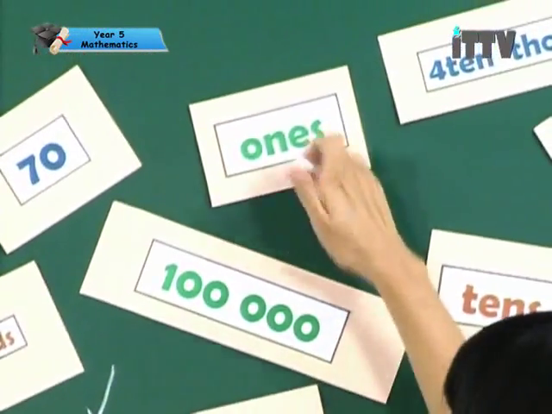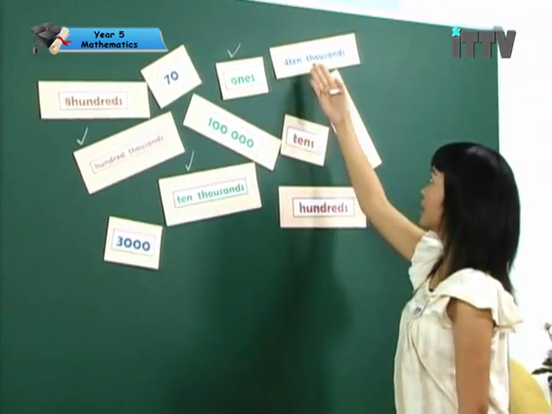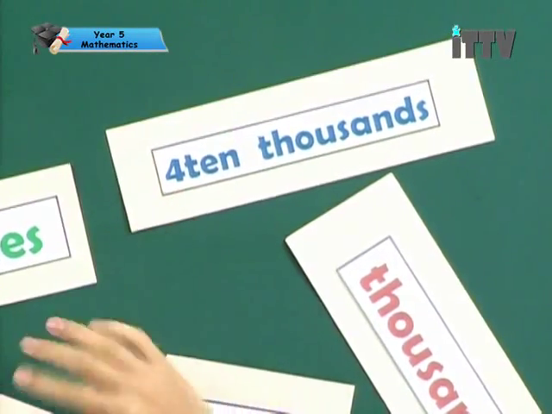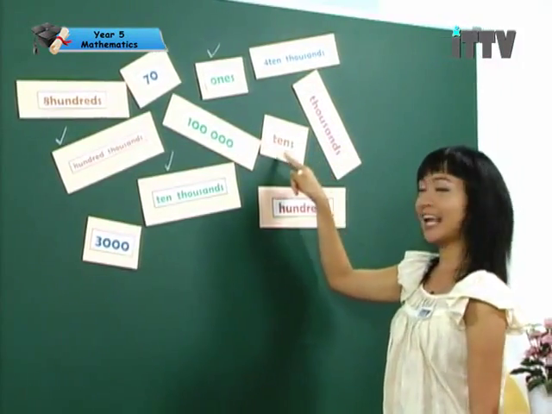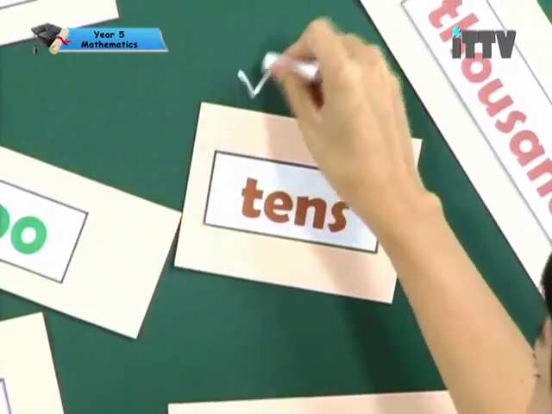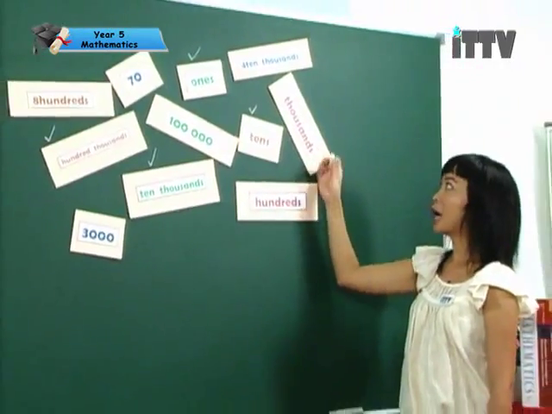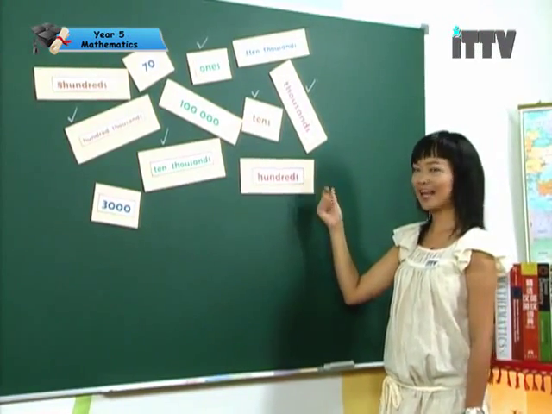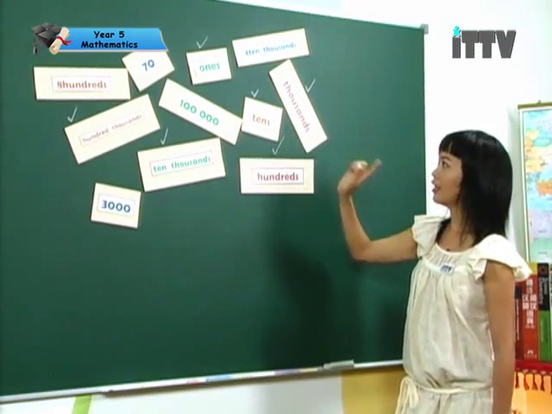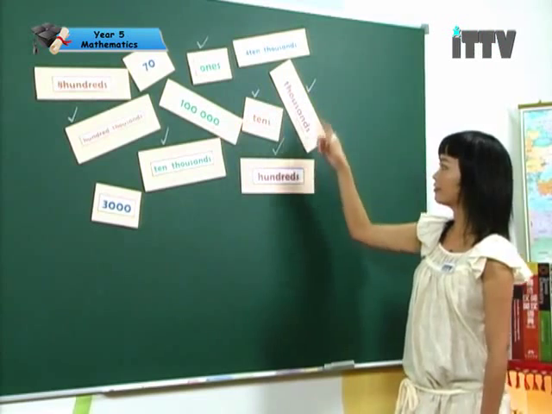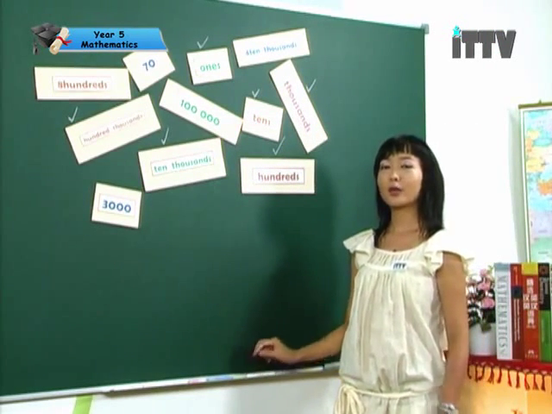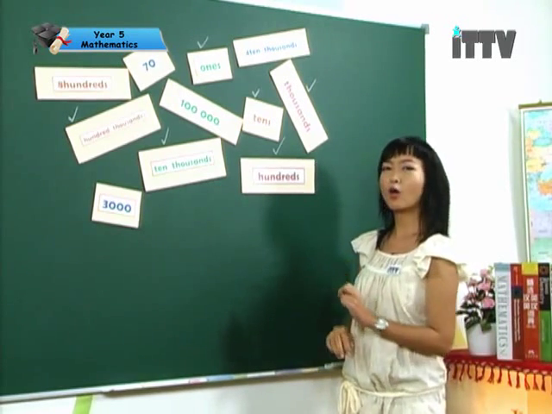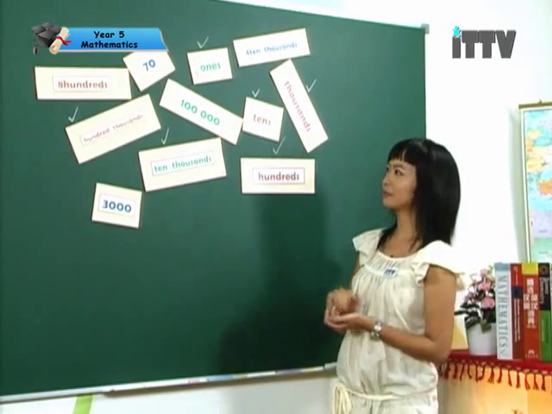Ones. Place value. 4 10,000s. There's a number 4 over here. This is a digit value. That's out. Tens. Place value. Thousands. Place value again. Hundreds. Place value. Now we have 1, 2, 3, 4, 5, 6 place values over here. The question wants us to arrange from the largest to the smallest place value. Now what is the largest place value over here?